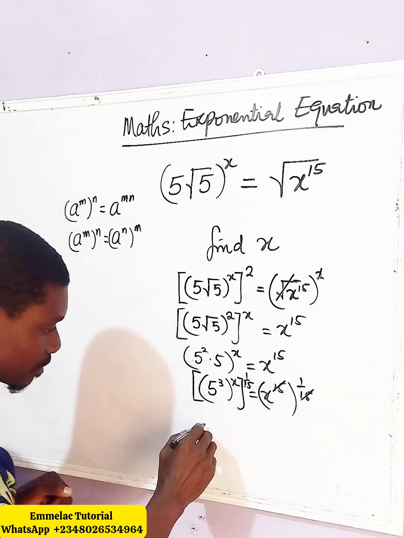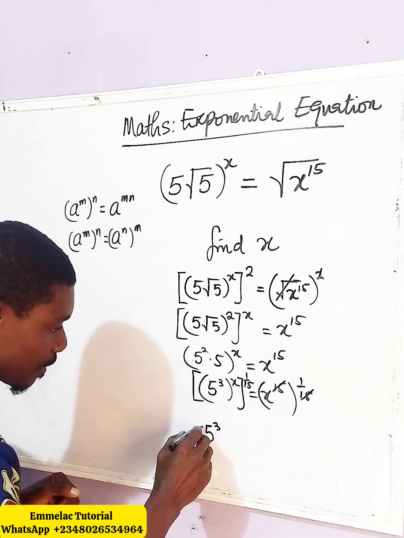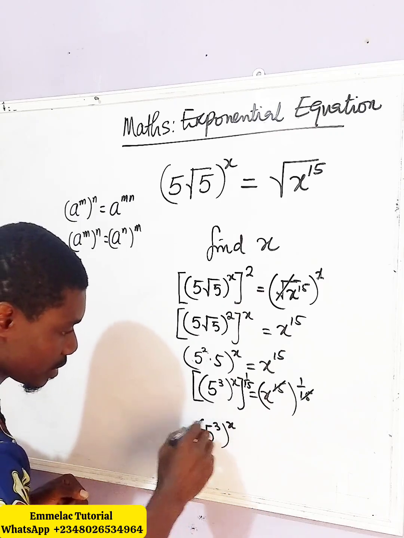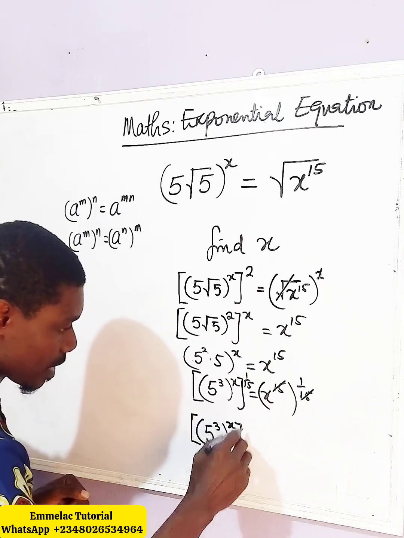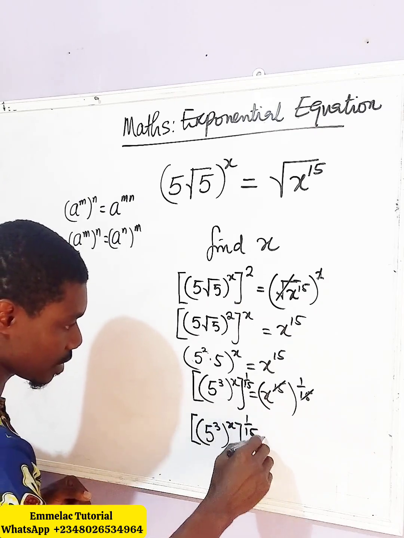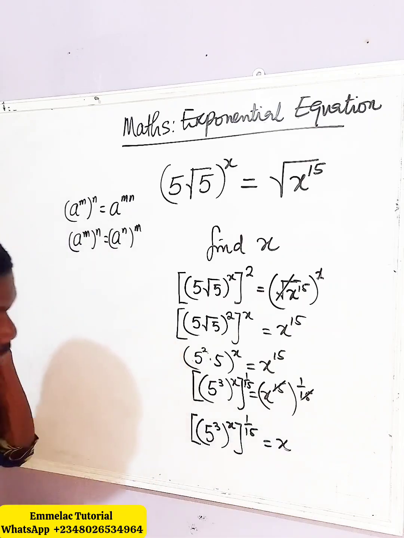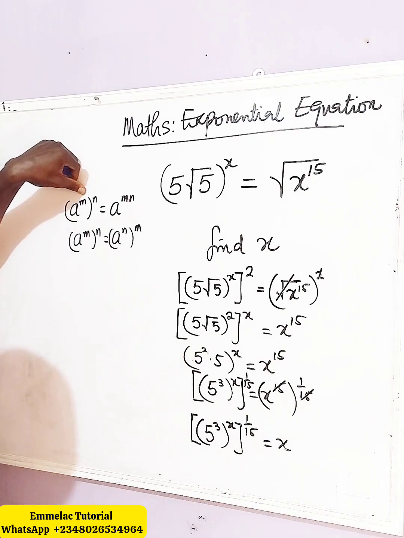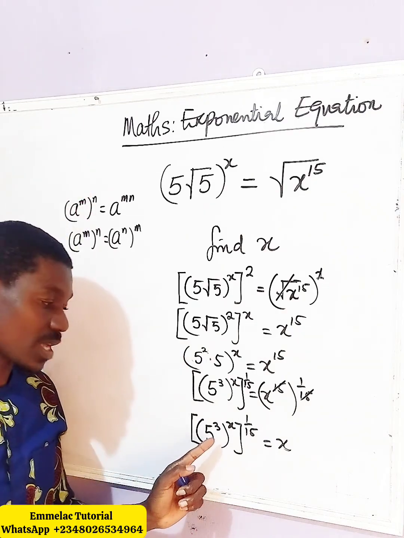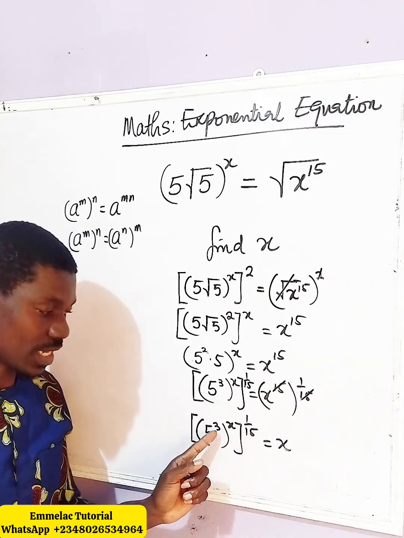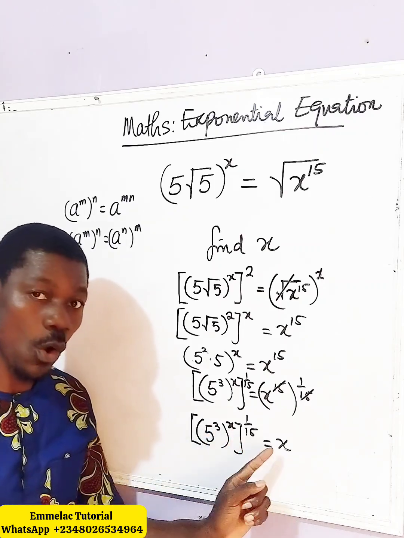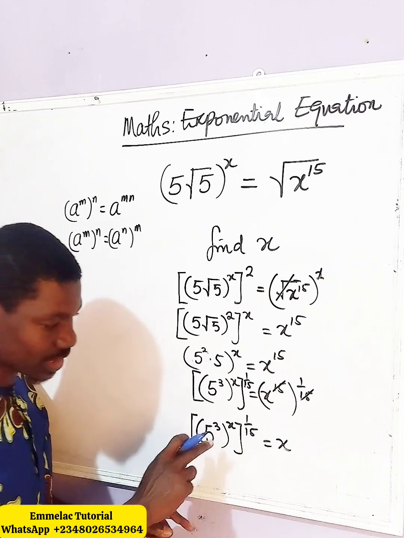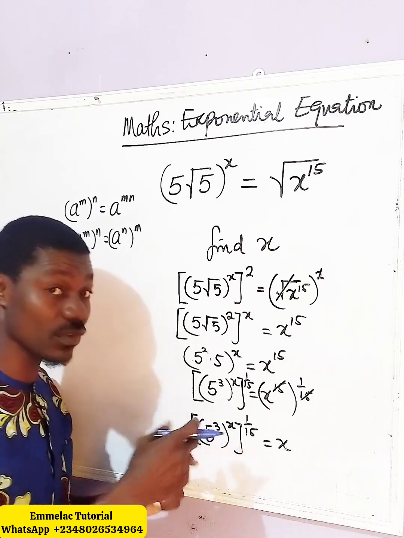Then we are left with 5 raised to the power of 3, all raised to the power of x, then all raised to the power of 1 over 15, then equals x. Applying this rule here, take note we just have 3 powers, so we can multiply all. Since 3 times x will give us 3x.